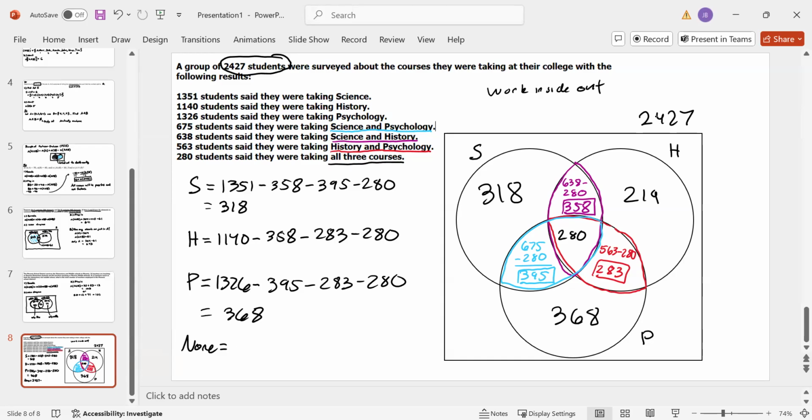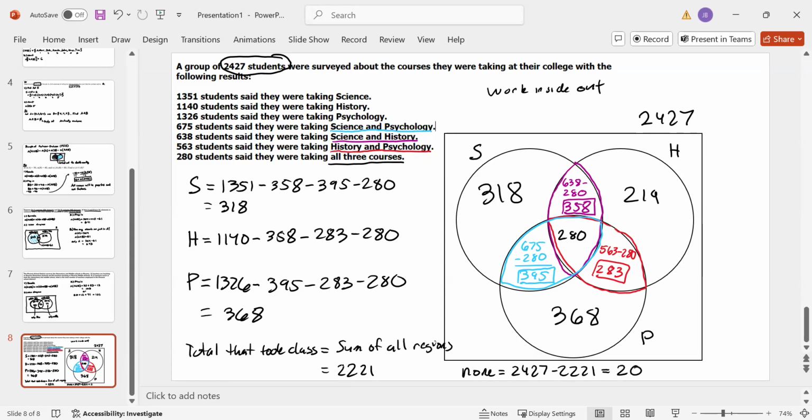Actually, no, I apologize. We know how many total students took it, so the total that took a class is equal to the sum of all regions. So I was right. And if you give me one second, I will calculate that. So it's going to be 2, 2, 2, 1. So basically that's all of the circle regions added up. And then if I want to find how many students took none, that would be 2427 minus 2221, which is equal to 206.